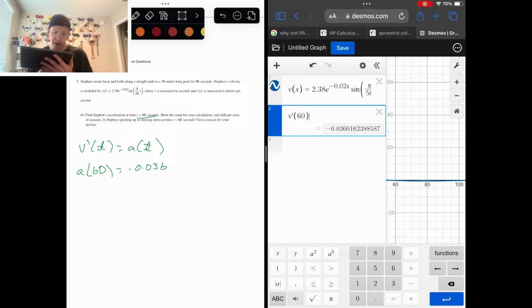All right, and I think they're asking for our units of measure. So v of t is meters per second, and we are taking the derivative of that. So we are adding an extra rate.